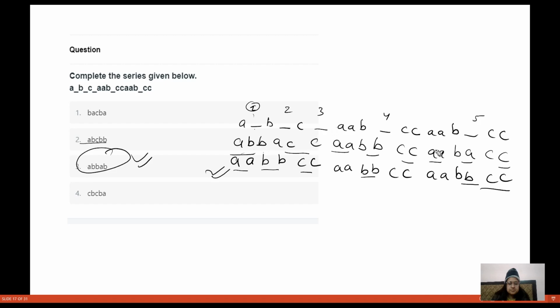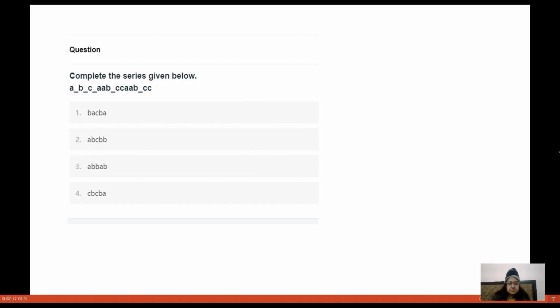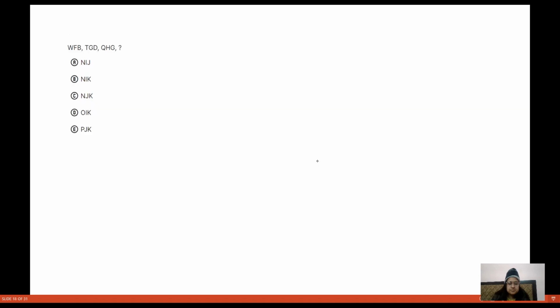We need no more logic here. So what we did: A, double A, double B, then C we put, then B we put, and this is our answer. So this is simple. We just have to check the options.